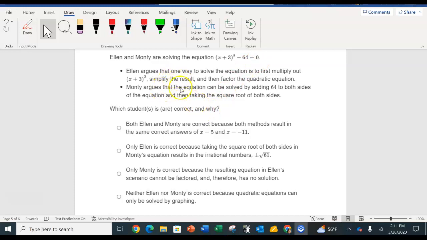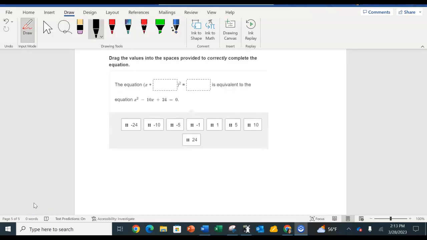So both of these students are correct, okay? So the correct answer here would be the first one. And you can solve these to make sure that 5 and negative 11 are correct. You can always put this in your graphing calculator and see that those answers are correct by finding the zeros or the x-intercepts. All right, this is the last question.